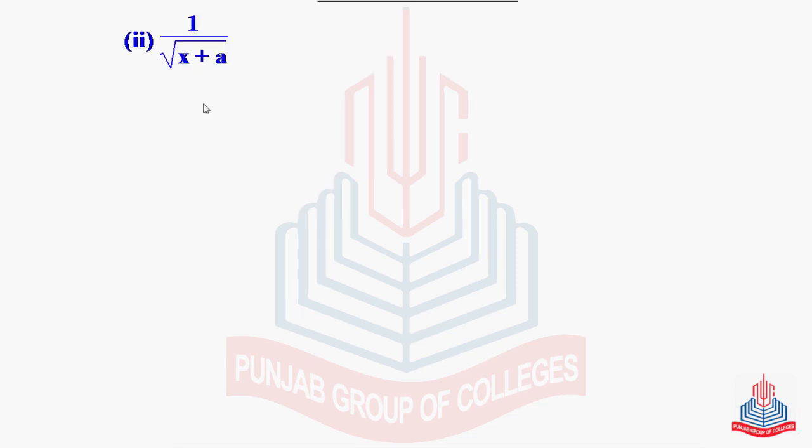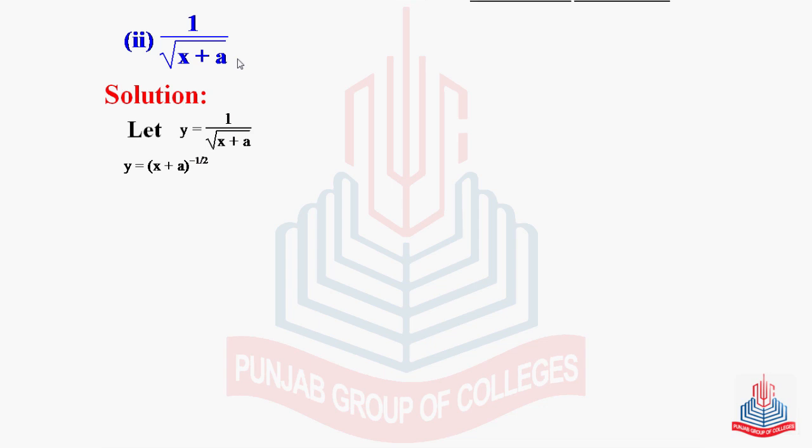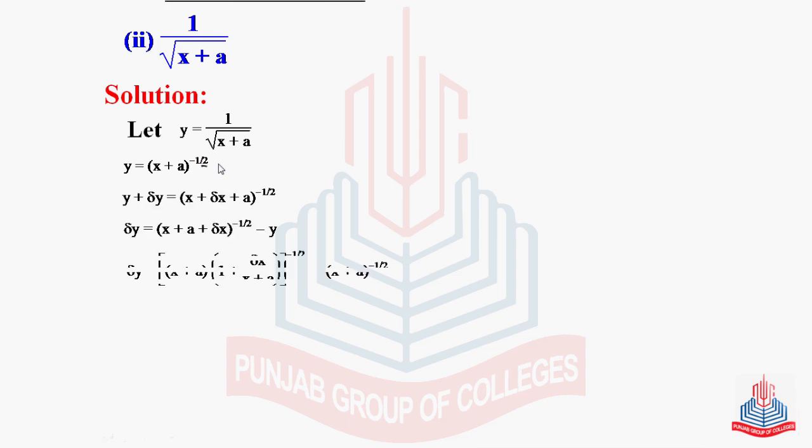The second part, 1 over the square root of x plus a, is almost the same, just a simple and small change, x plus a instead of x plus 2 in the previous part. So y is equal to 1 over the square root of x plus a, and y is equal to (x plus a) raised to the power minus 1 by 2. Applying the same process of differentiation, we have delta y is equal to (x plus a) times (1 plus delta x over x plus a) whole raised to the power minus 1 by 2, minus (x plus a) raised to the power minus 1 by 2.